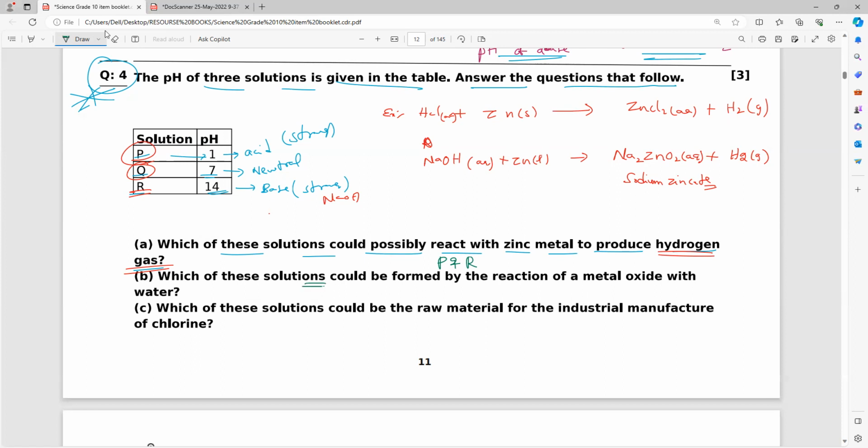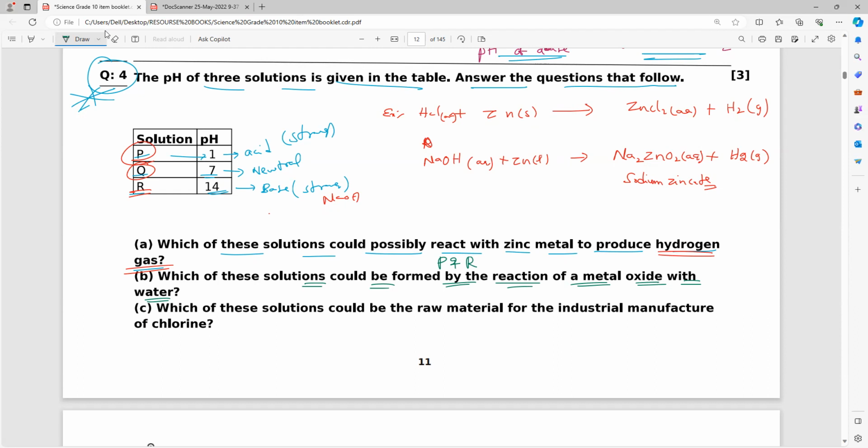Next. Which of these solutions could be formed by the reaction of a metal oxide with water? Reaction of metal oxide with water. Everybody verify. Reaction of metal oxides, not metals. Metal oxides with water. I think we have to go to the third chapter, acids, bases, and salts.